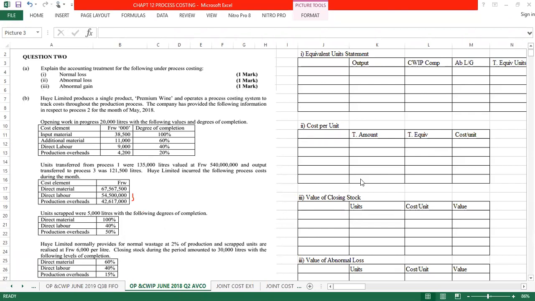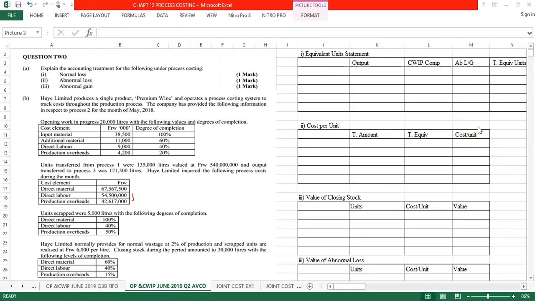So the question reads, explain the accounting treatment of the following under process costing. Normal loss should be credited in the process account. Write that somewhere, because I'm not writing it. Normal loss should be credited in the process account. You know that. Normal loss is on the credit side.